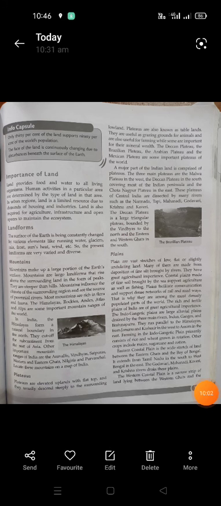So with this we have learned a little bit about landforms, mountain, plateau, plain area, and about India's physical features also. So I hope you have understood.